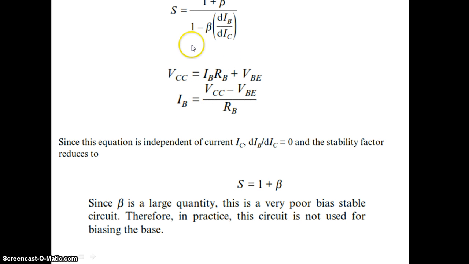Okay, so the denominator becomes 0, so S equals 1 plus beta. So the stability factor for a fixed bias circuit is 1 plus beta. Since beta is a large quantity, this is very poor. Suppose beta equals 50, which means the stability factor is 51. So the stability factor is very high for a fixed bias circuit, so this circuit is not commonly used.